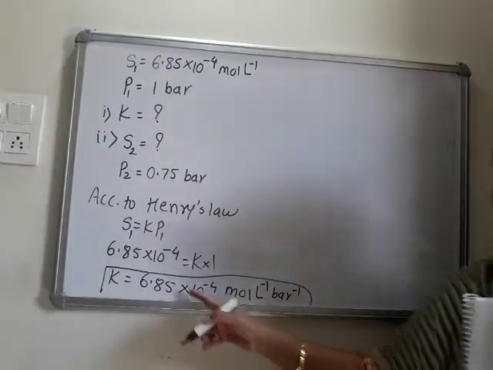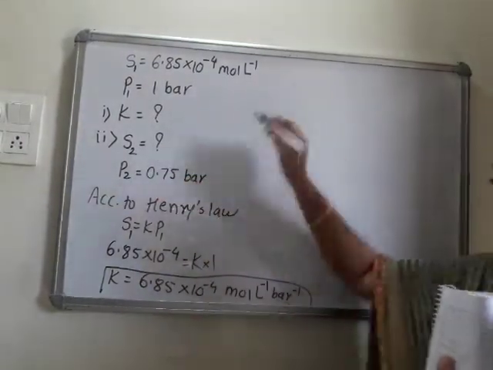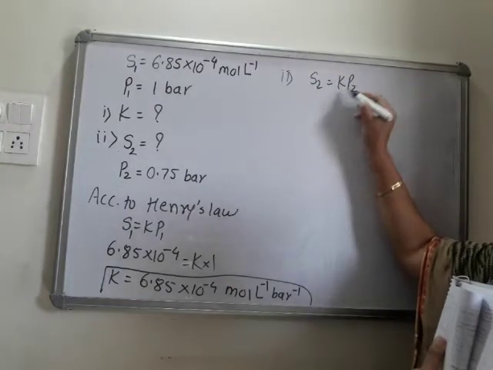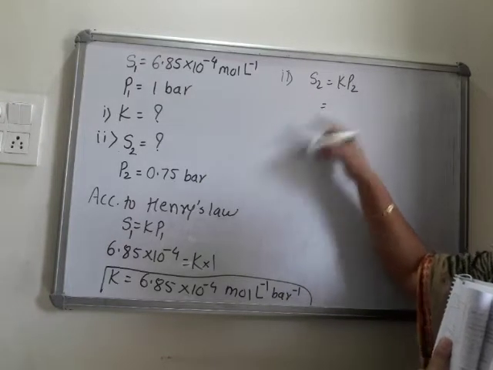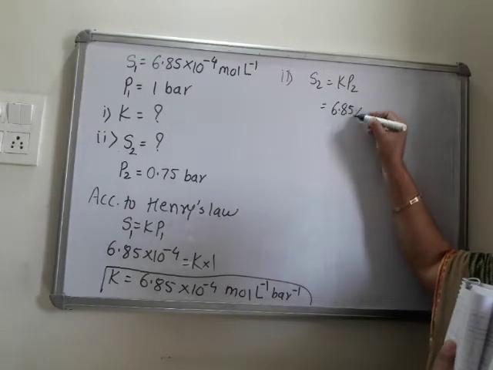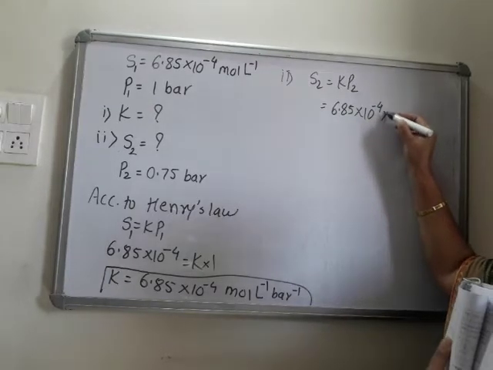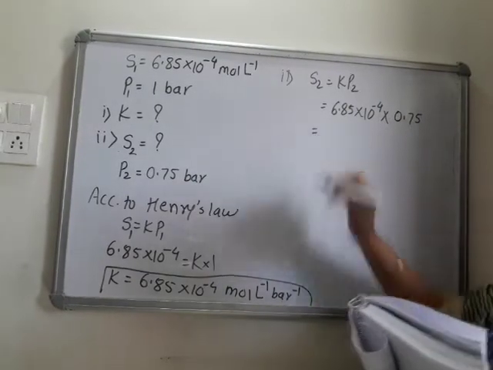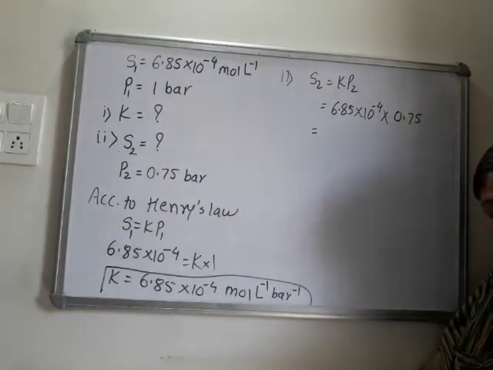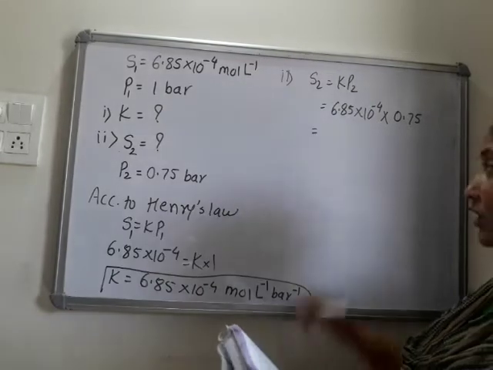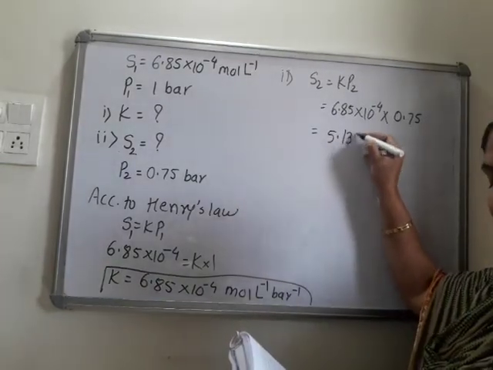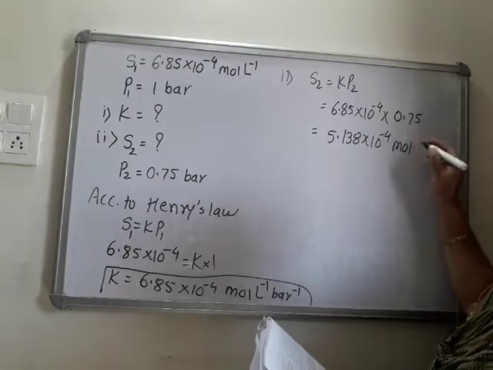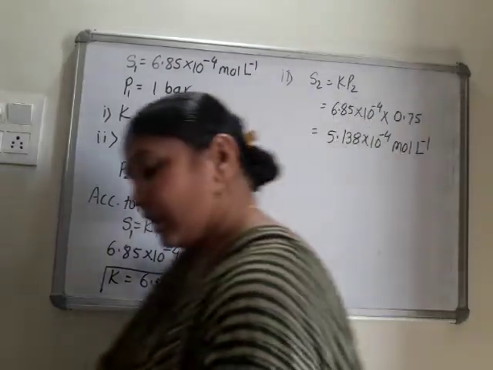Put this value of K to calculate solubility in the second question. So again, S2 is equal to Kp2. S2 we have to find. K is 6.85 into 10 raised to minus 4 into, what is the value of P2? It is 0.75 bar. Simplify this. After solving this, you will get the value 5.138 into 10 raised to minus 4 mole per liter. Check your answer. Is it the answer?